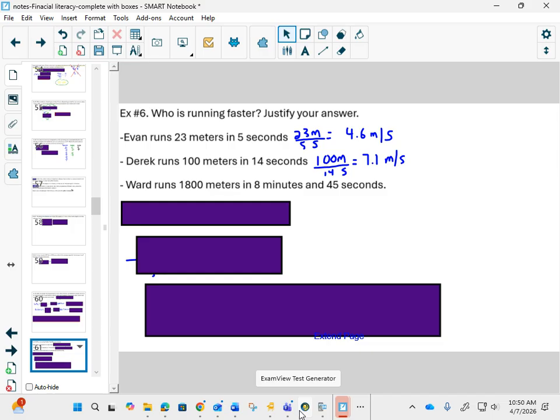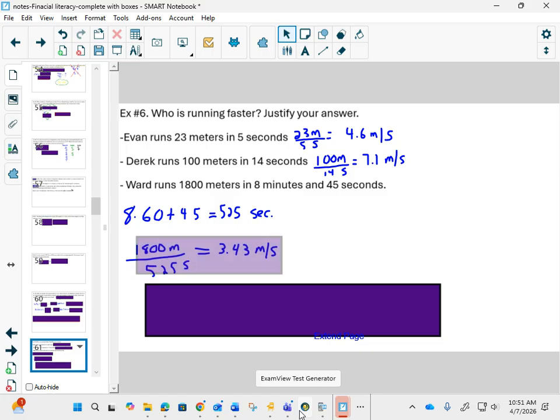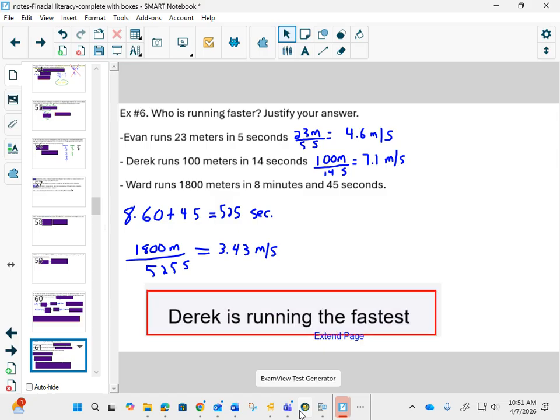What about Ward? Oh, we have to do units. 8 minutes and 45 seconds is 525 seconds of running, which is way more than Evan could ever run. But at 3.43 meters per second, he is the slowest. Derek is running the fastest.